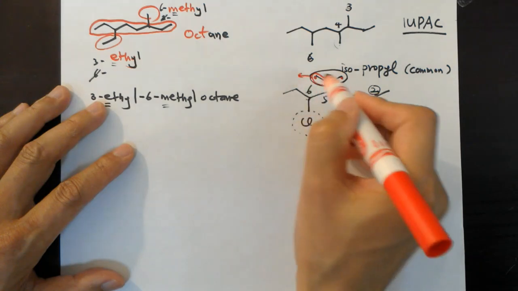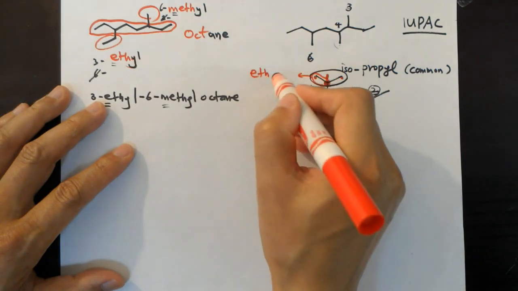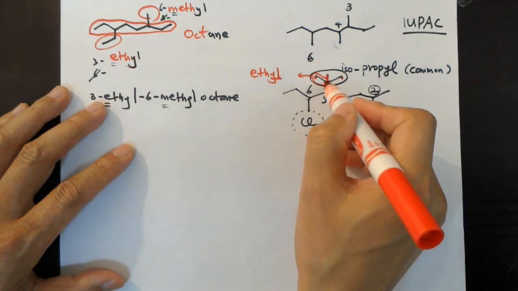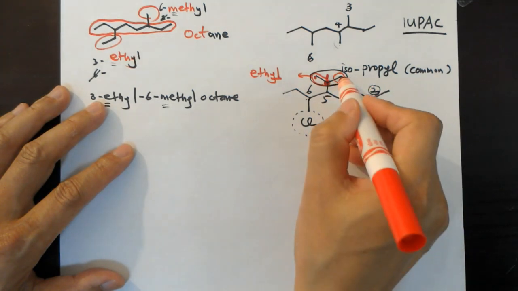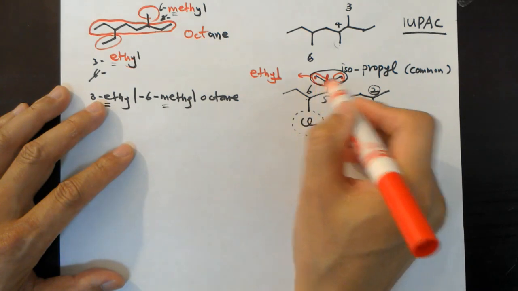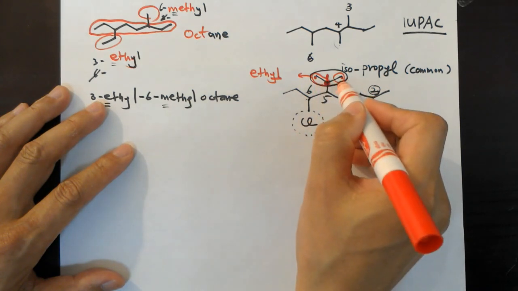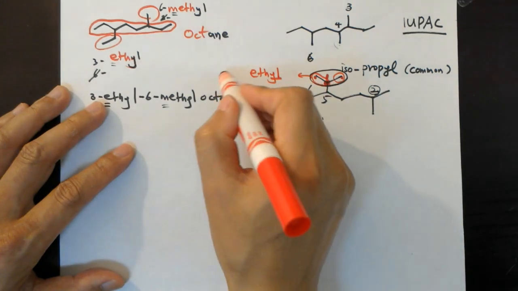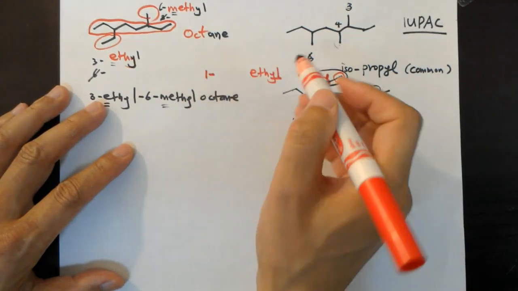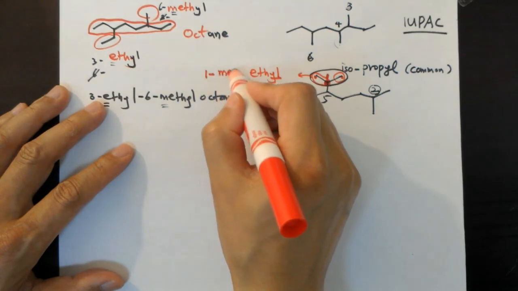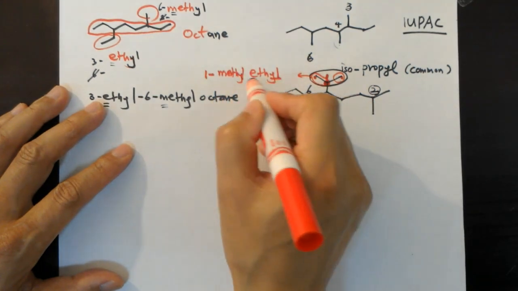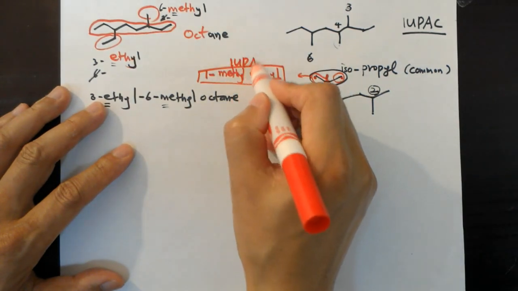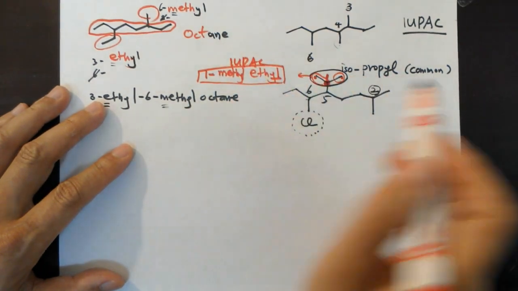So you give ethyl, because it's a side chain. The ethyl has 1 side chain, like a little tweak. And that's only 1 carbon. That's on the number 1. So you can ignore 1, or you can write it out. Say 1-methylethyl. That's the IUPAC way of naming isopropyl.